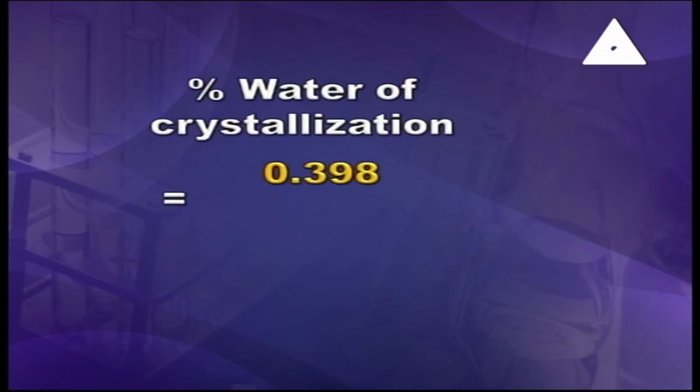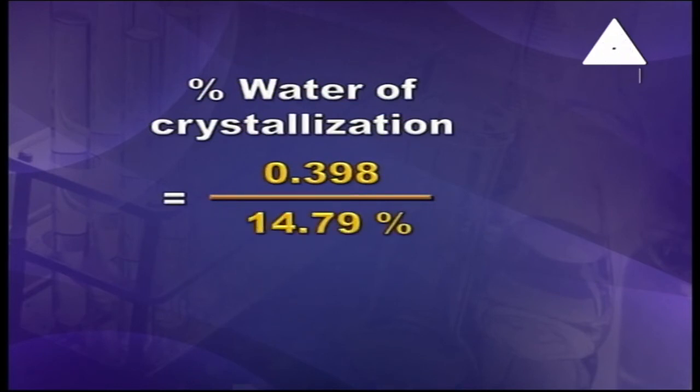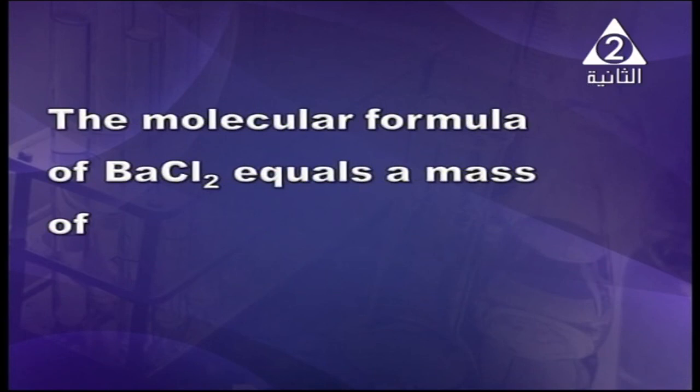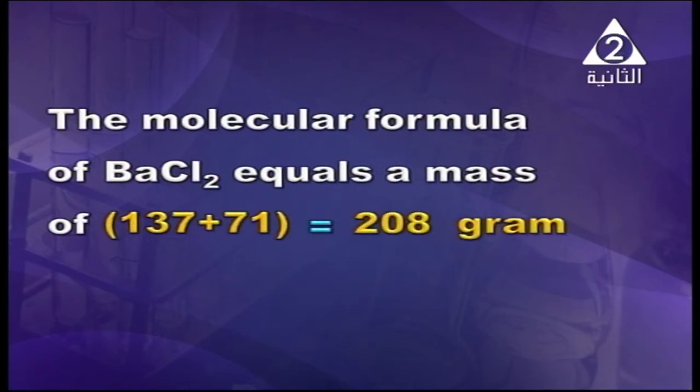0.398, this is the mass of the water, over 2.6903, all multiplied by 100. Calculate it now, equal to 14.79%. Good. After that, the molecular formula for this case: barium chloride equals the molar mass of barium chloride. I can say 137 plus 71. 71 from where? It means 2 times 35.5 equals 71. All of them equal 208 grams. This is the mass of barium chloride without the water.